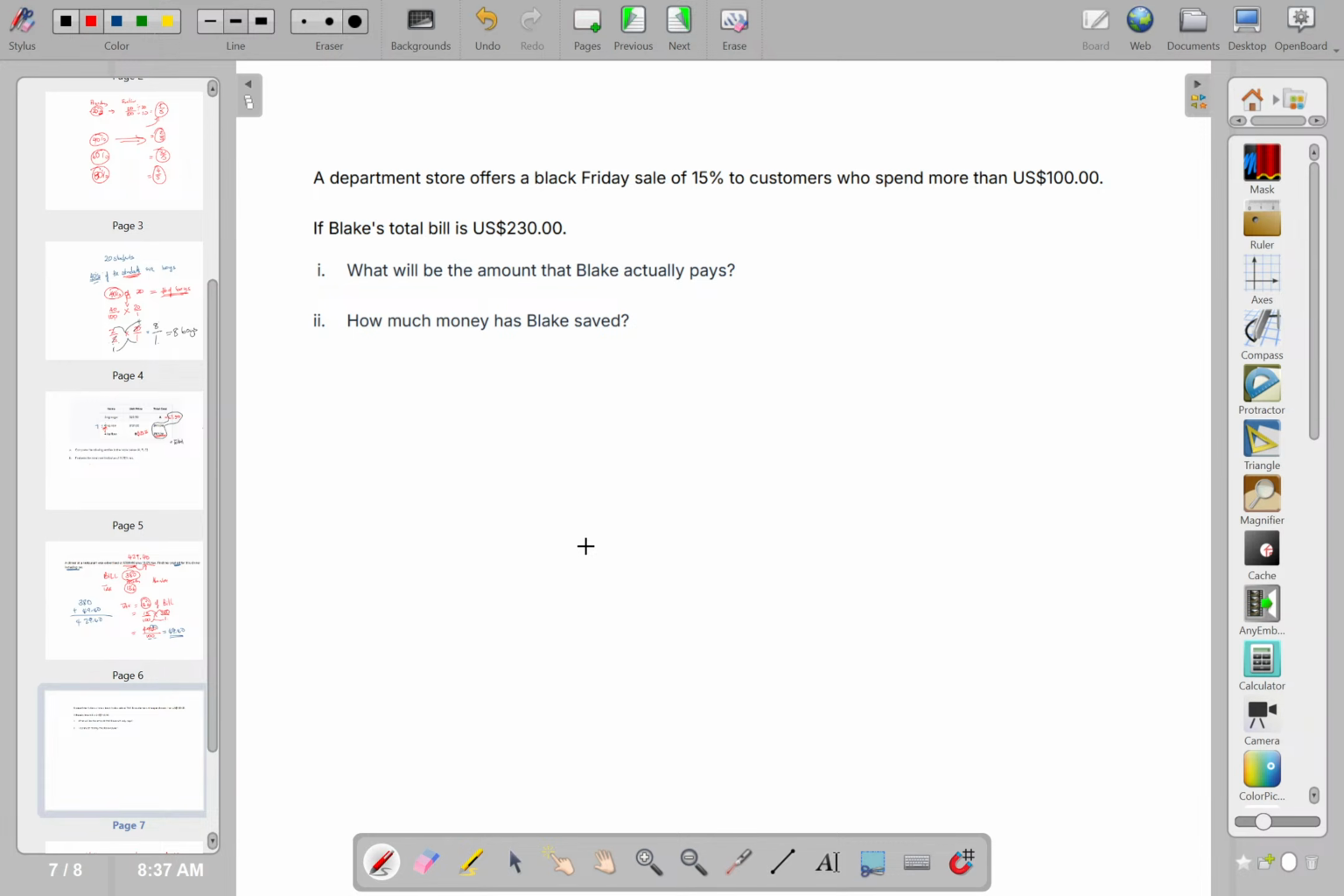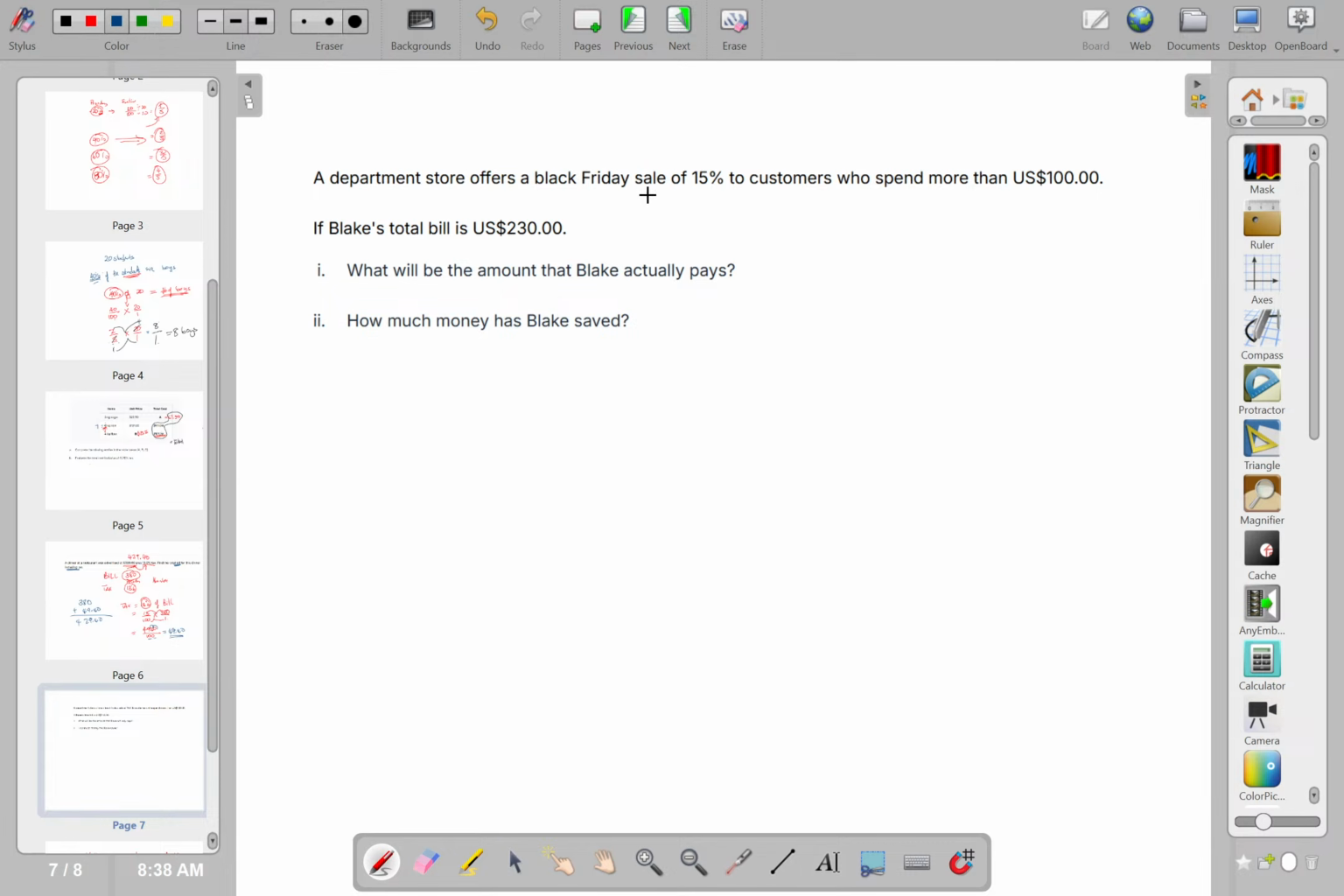All right. So a department store offers a Black Friday sale of 15% to the customers who spend more than $100 US. If Blake's total bill is $230, what is the amount that Blake actually pays? How much money has Blake saved? I'm only going to do a little. You guys go and work it out. You can hear me as you go.